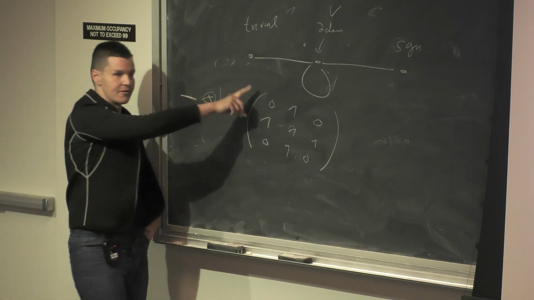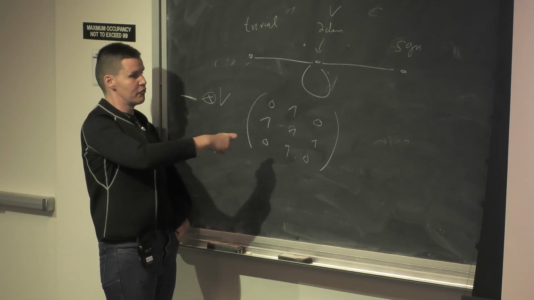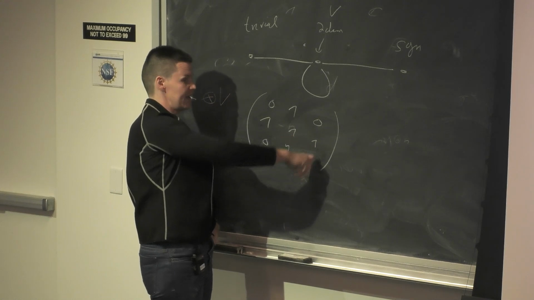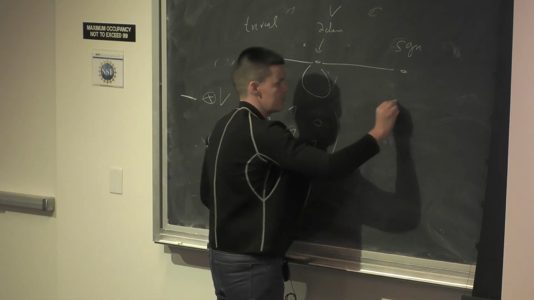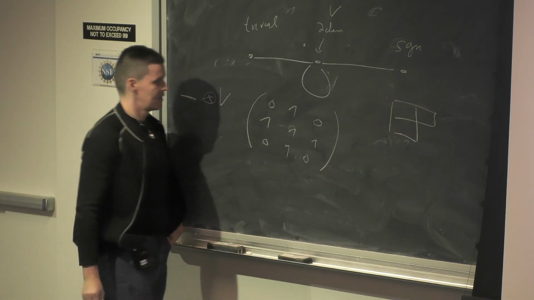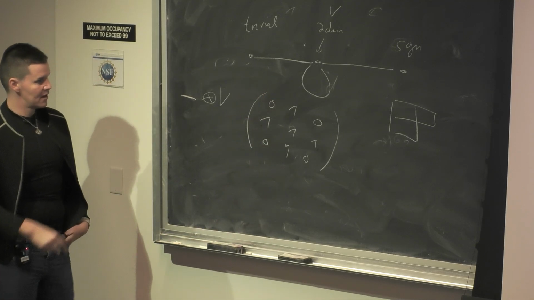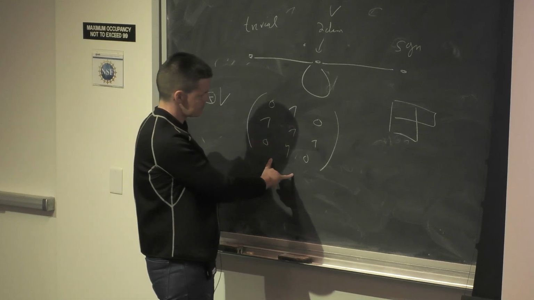Right? I just evaluate it on the trivial one. Tensoring the trivial one with this one gives itself. Tensoring the sign gives itself. Because it's this representation. And tensoring with itself gives everything. Okay. Write down that matrix.